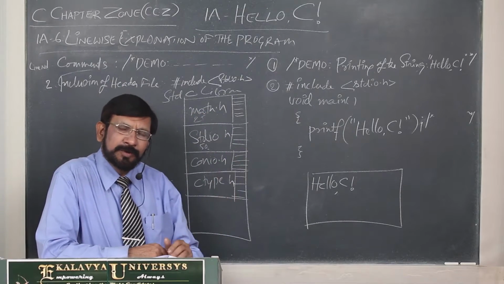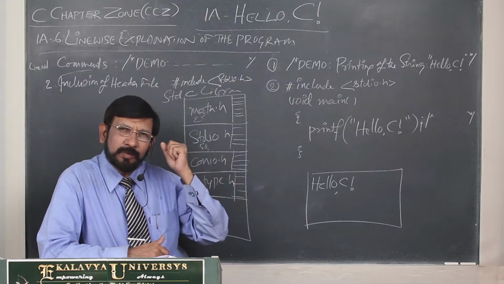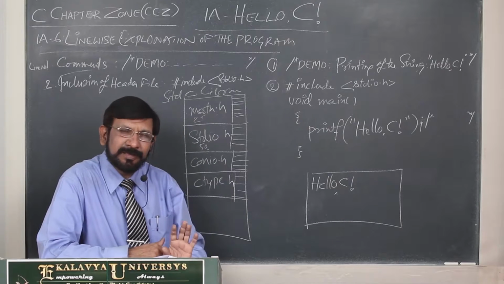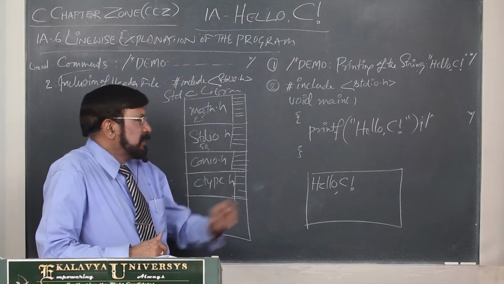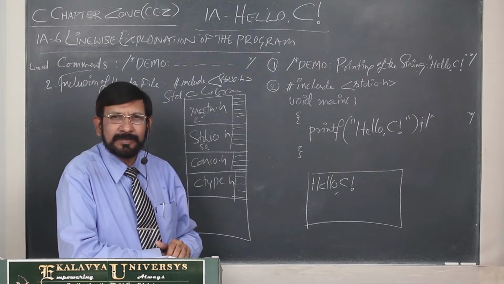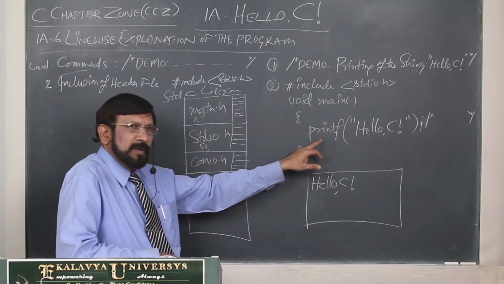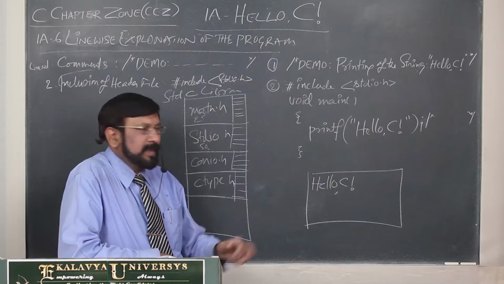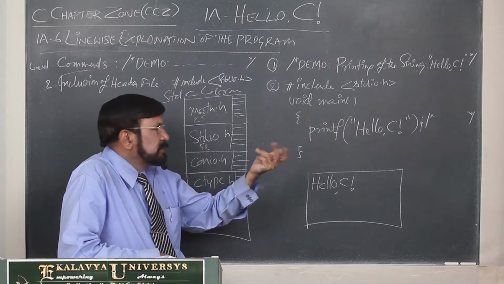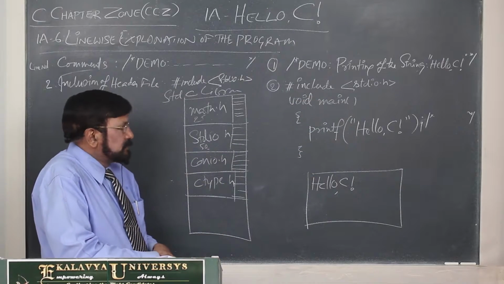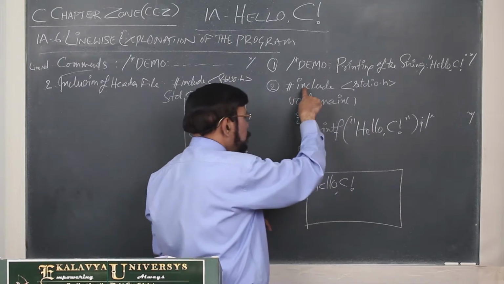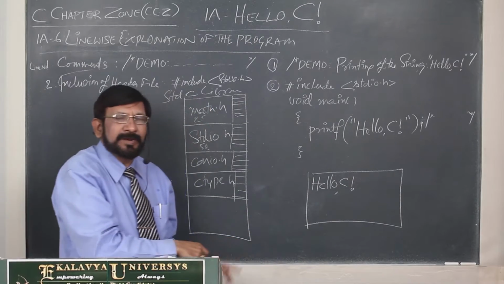Now, whenever some security problem comes, what do you do? You call the police. Whenever a fire problem comes, what do you do? You call the fire service. Like that, now your main function calls printf, so this should be available. This should be accessible to this program, otherwise there is no use. So for this purpose, the corresponding header file should be included in the program. That is the strategy.